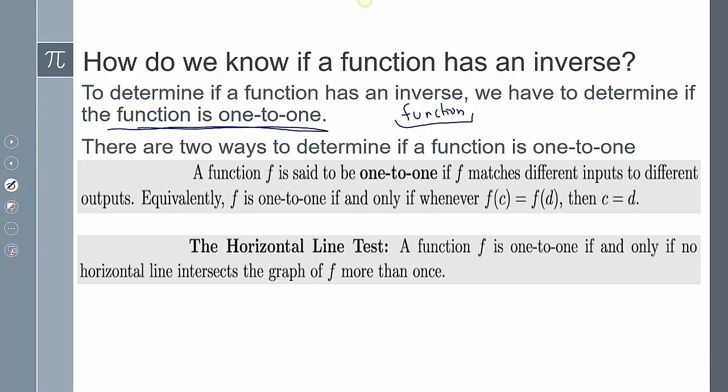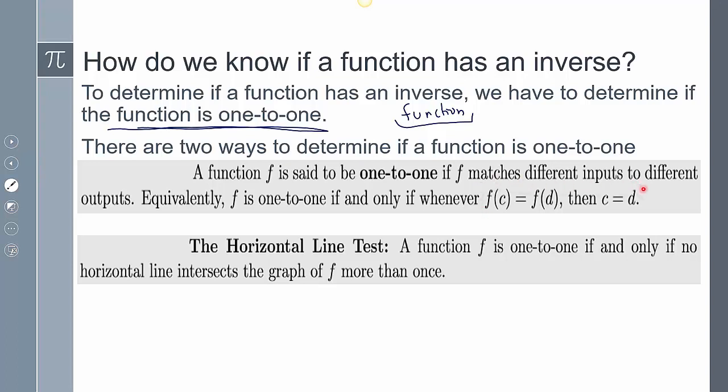Now there's two ways for us to determine that. The first is by this definition. It says a function f is said to be 1-to-1 if f matches different inputs to different outputs, which means this statement here: if f of c equals f of d, then I can assume that c equals d.